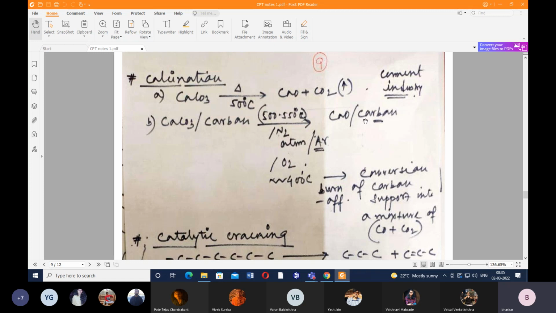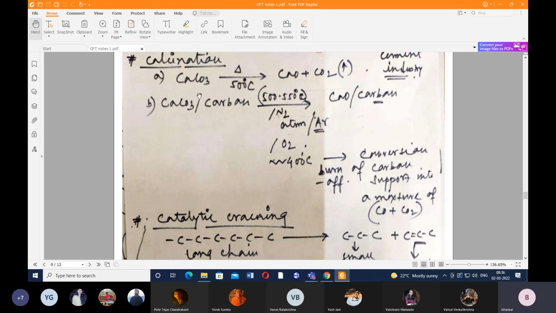So in order to avoid that, we'll use the nitrogen atmosphere or helium atmosphere or argon atmosphere if we are handling a carbonaceous material for the calcination operation. Is this clear to everyone? Yes, sir. Okay. So this was the calcination reaction.